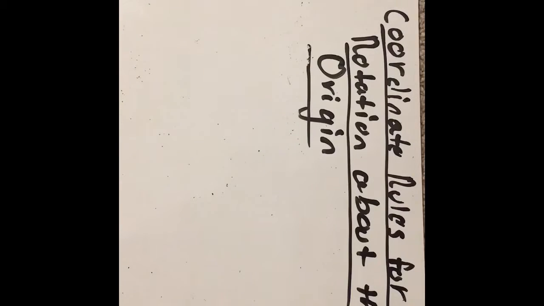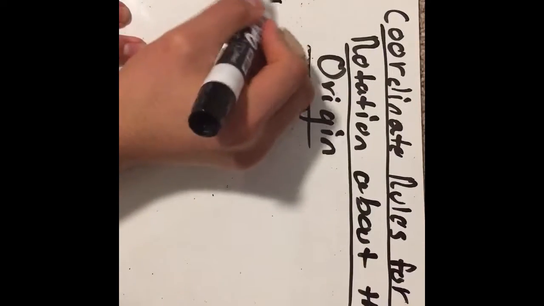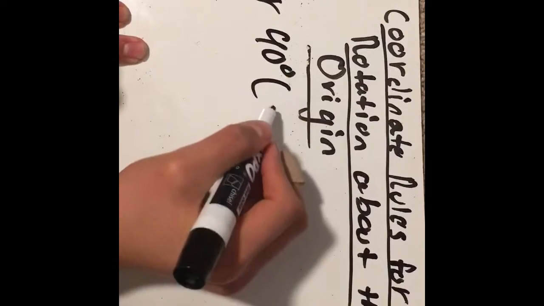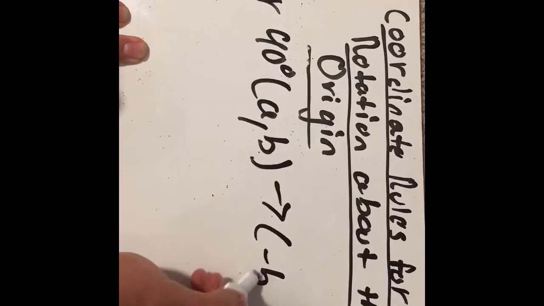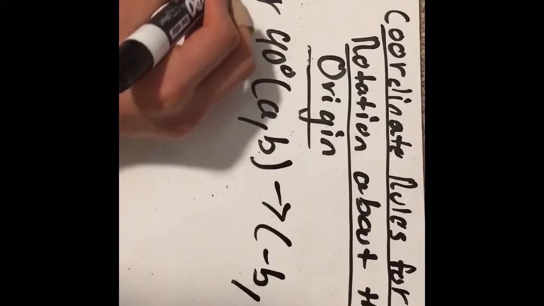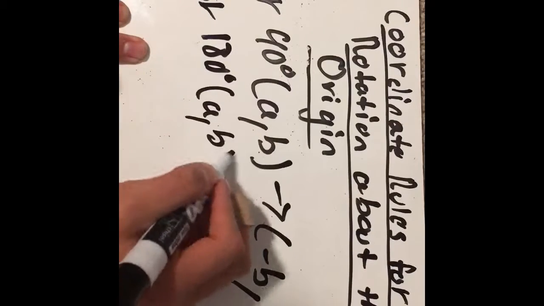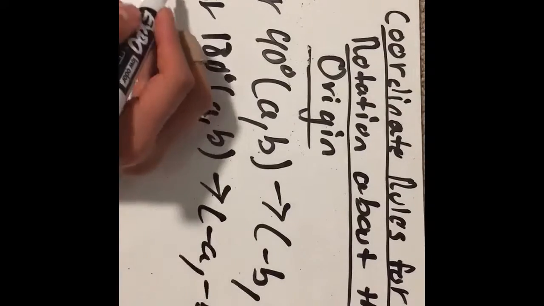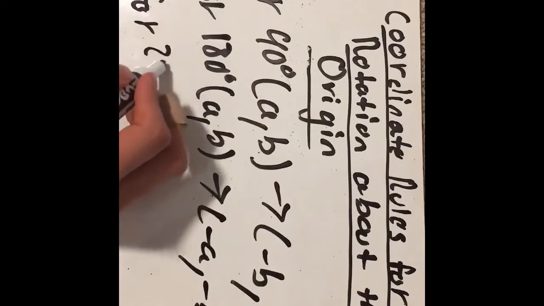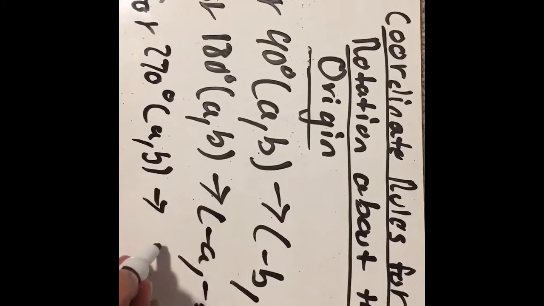Let's learn about coordinate rules for rotation about the origin. So, for a rotation of 90 degrees, we will get our coordinates (A, B), and then we will transform them into (negative B, A). For 180 degrees, (A, B) would become (negative A, negative B). For 270 degrees, (A, B) transforms into (B, negative A).